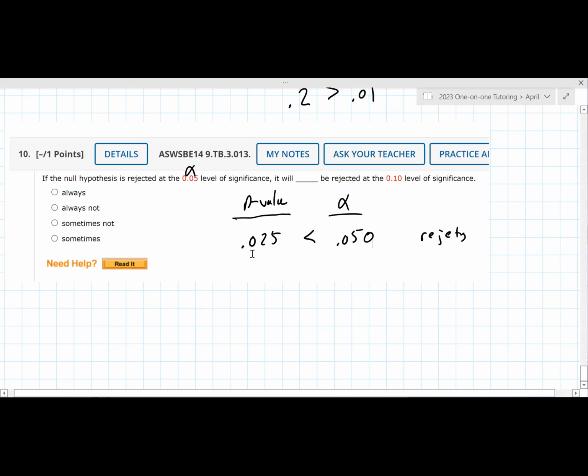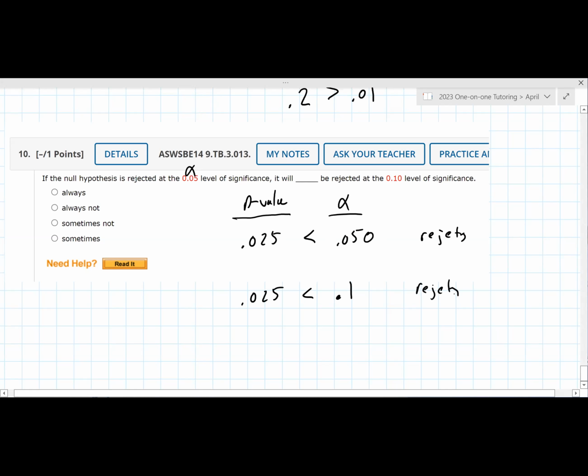Yes. You've got to go digit by digit, right? We reject if the p-value is less than alpha. This is good. Now the next scenario, here's 0.1. Is 0.025 less than 0.1? Yes, it is. So you also reject.